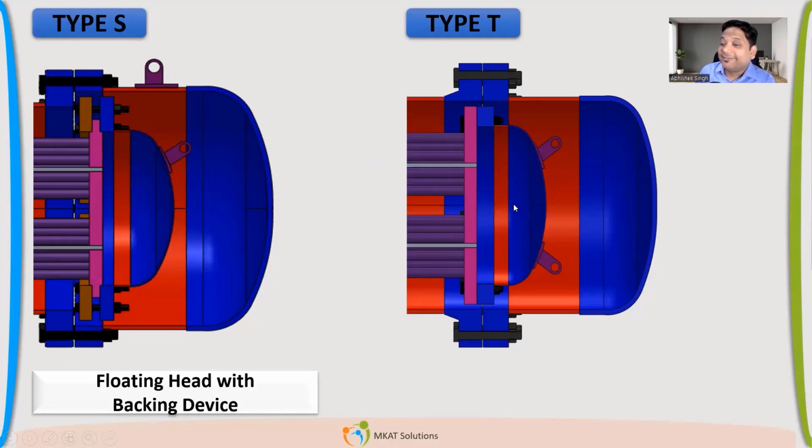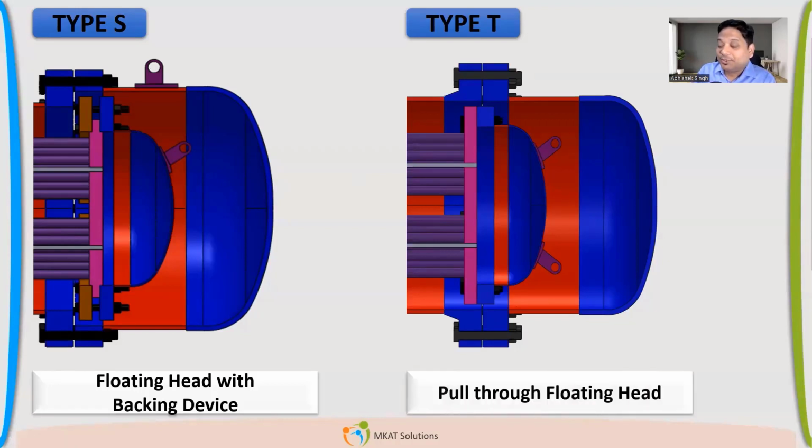Vishal is writing lifting lug. Yes, there are two lifting lugs and here only one. That is also one difference, but that is a difference in this model. We're not talking about the differences between two pictures. Great. So this is the pull through floating head, because we can pull it, right?